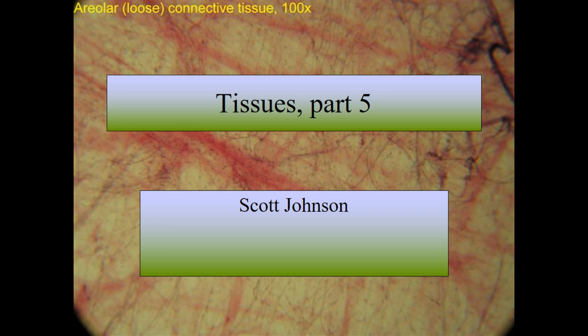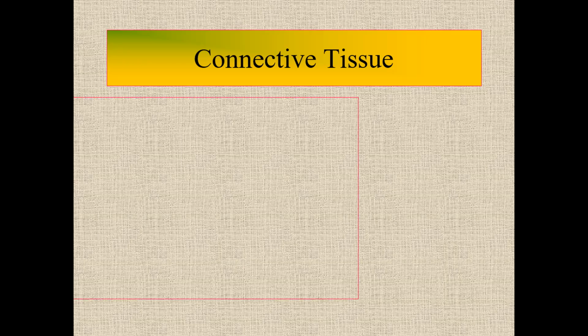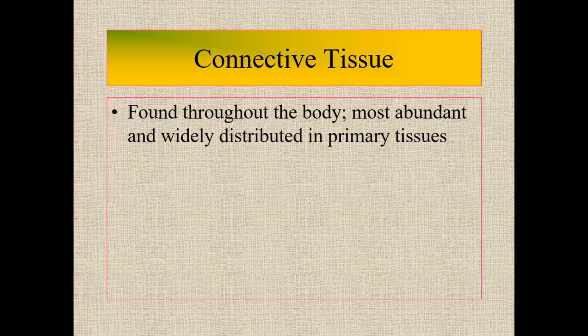Okay, this is part 5 for the tissues. We ended with epithelial tissue. Now we're going to move on to CT, connective tissue. So connective tissue is the most abundant. We're going to see it in every single place.